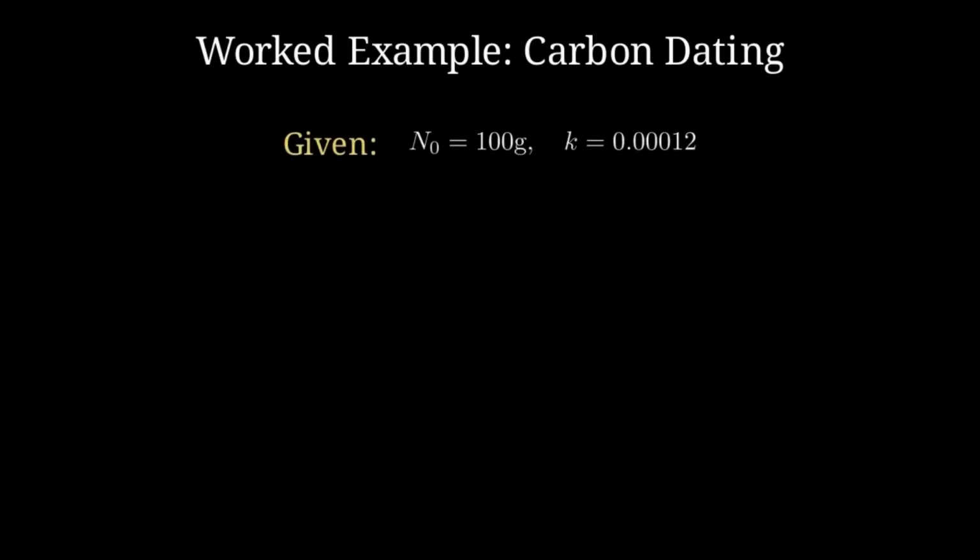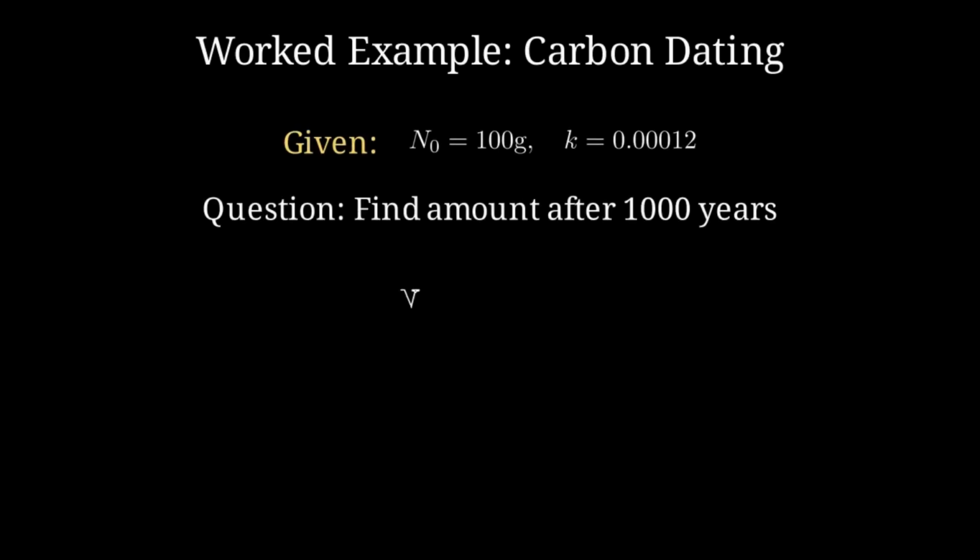Let's put this into practice. Suppose we have 100 grams of a carbon isotope with a decay constant of 0.00012. To find out how much is left after 1,000 years, we simply plug our values into the formula. We multiply the constant by the time, negate it, and apply it as an exponent to e.